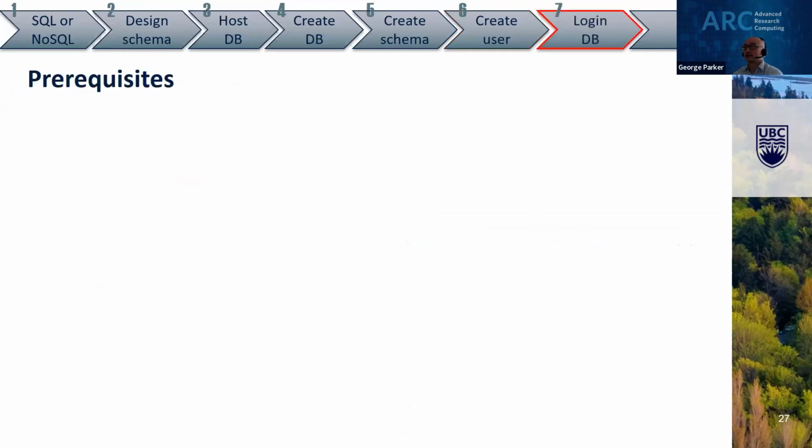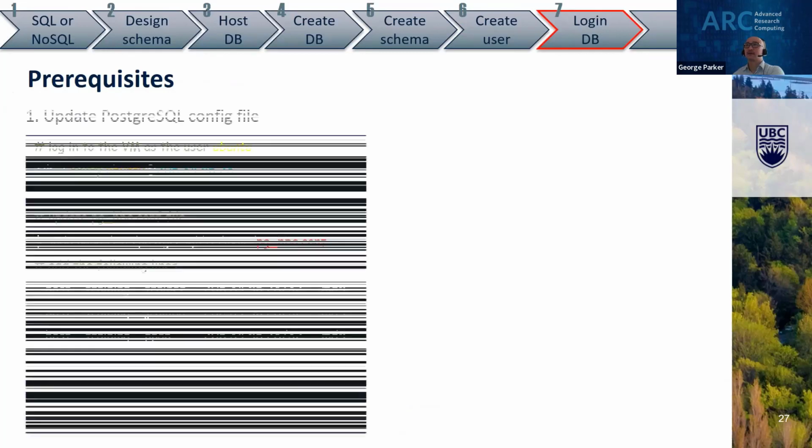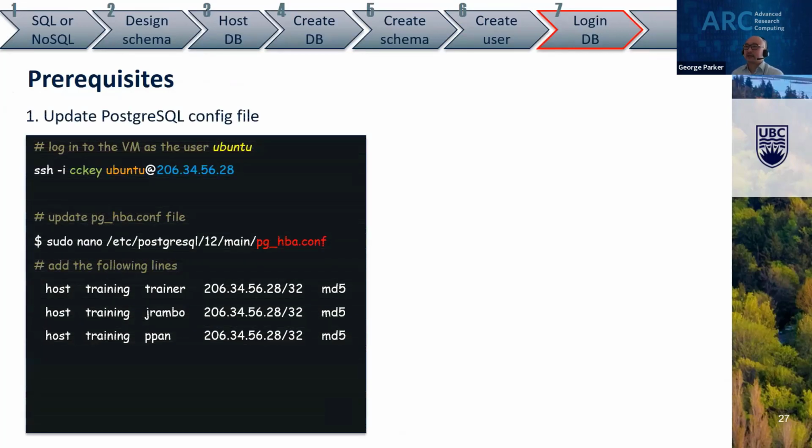Step 7, logging into the database. Before a user can log into the database, there are some things you need to do. You've got to update this Postgres configuration file. And every time you connect to the Postgres database, this file will be read. If the user is not specified in that file, Postgres is going to barf. How to do that is easy.